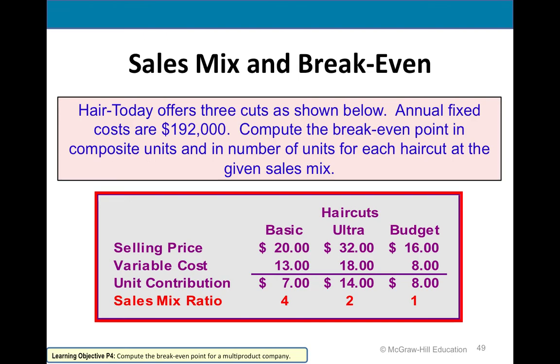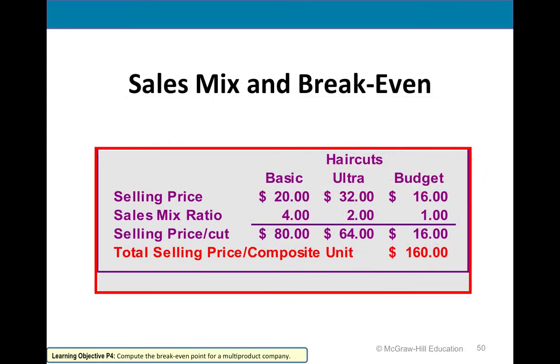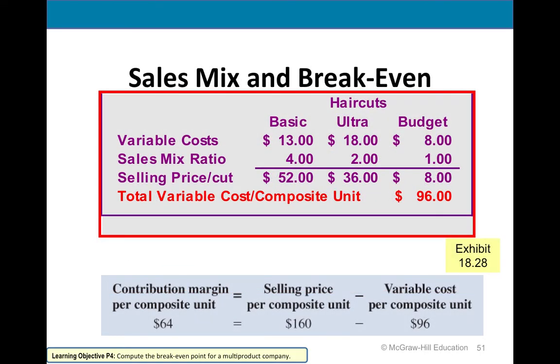And we see here, let's give an example. A salon offers three haircuts: the basic, the ultra, and the budget. We see the sales mix ratio, and here the total selling price. All right, the composite unit will be $160. You see the contribution margin is the $160 selling price minus the variable cost of $96. The contribution margin per unit is $64.